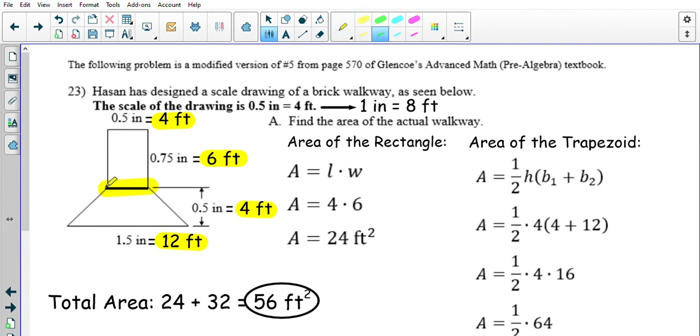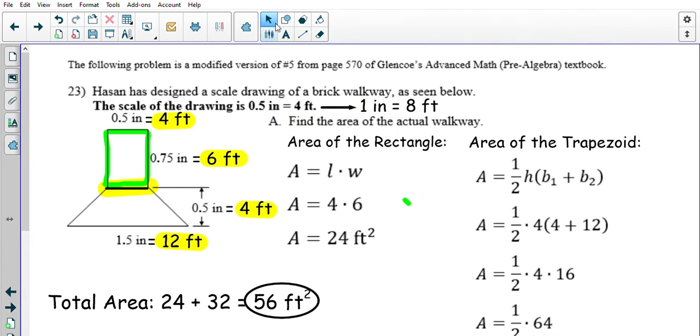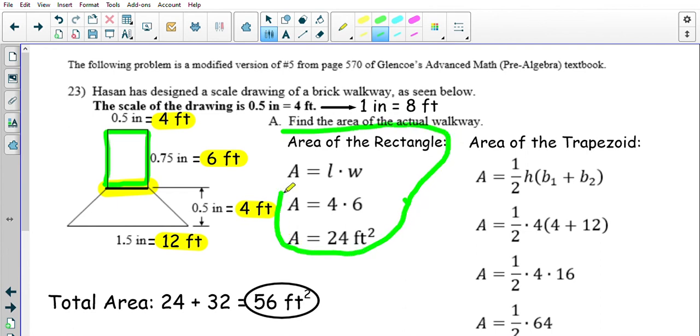I'm going to highlight this in green since I already used yellow. So the rectangle, we can see the dimensions of this are 4 feet by 6 feet. So we're finding the area of the actual walkway, which is in feet, not inches. Otherwise, we'd have a really tiny walkway. So we do 4 times 6 to get 24 feet squared. This is for our rectangle. And now we have our trapezoid.